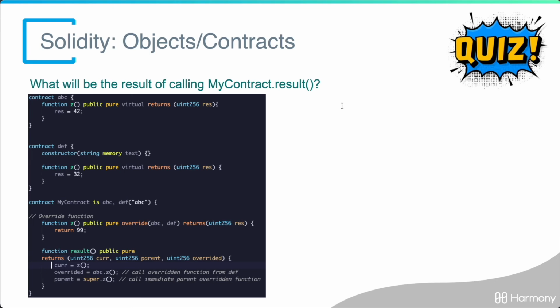A very quick quiz. Just like the example before, what will be the result of calling my contract dot result? What are the three variables? What are cur, parent, and overridden? I'll give you 5 seconds, or you can pause the video.